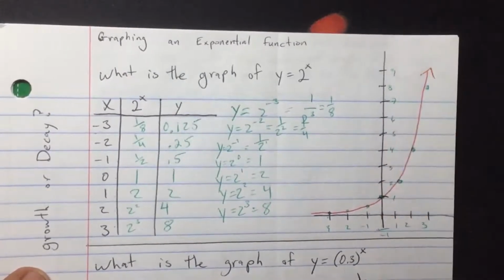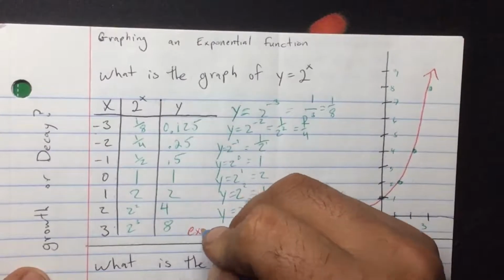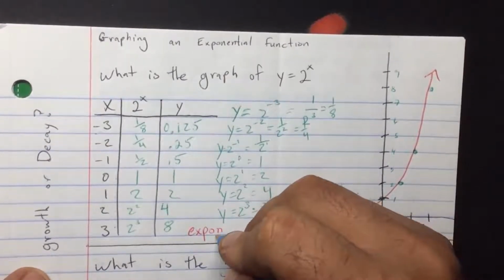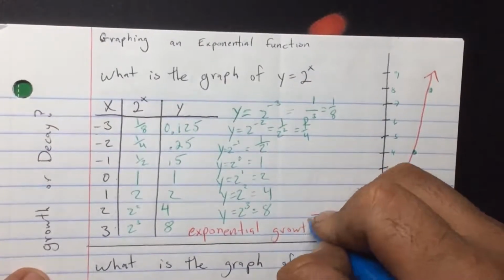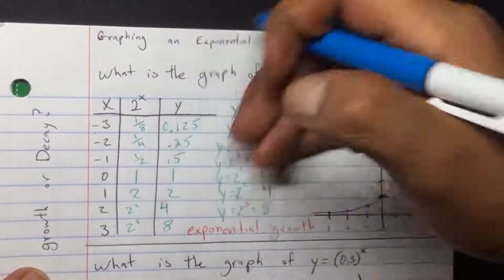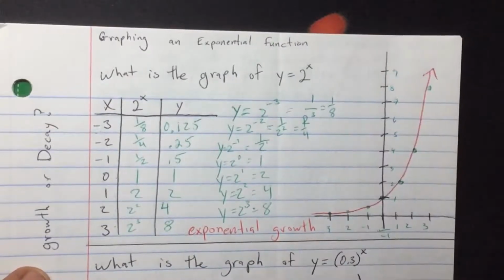going upwards. So obviously this is going to be an exponential growth, because we're going upwards. If we were going downwards, then it would be decay, but since we're going upwards, it's going to be an exponential growth.